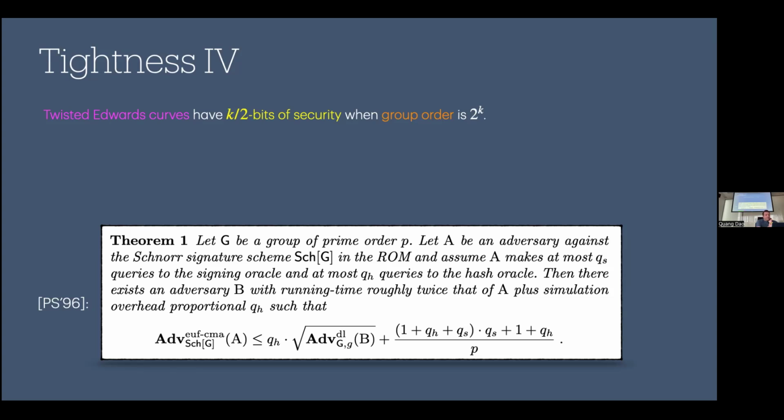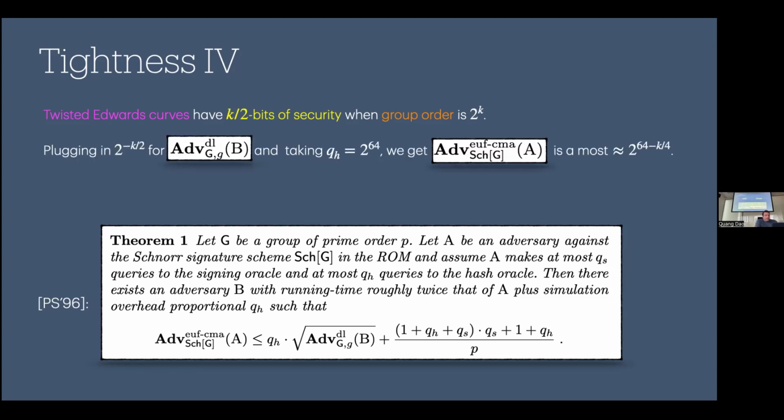Okay, and so what that means is that, if you say, well, look, twisted Edwards curves have k over 2 bits of security when the group order is 2 to the k. So if we plug in 2 to the minus k over 2 for the advantage of B, and say the adversary can make 2 to the 64 queries, which is a good estimate of the number of hashes the adversary can compute, then we get that the advantage of A is at most about 2 to the 64 minus k over 4. And we set this equal to 2 to the minus 128, so we get k equal to 768. So that's how they get 768.